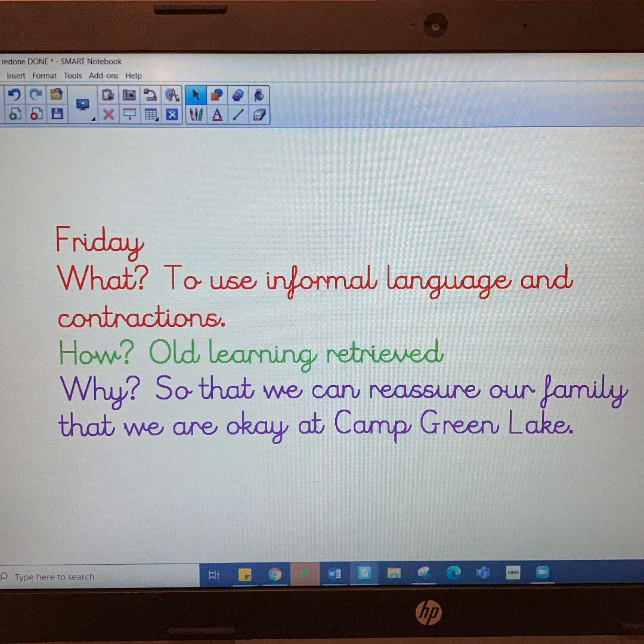And we have been doing that using informal language. So our focus is the same as it has been: to use informal language and contractions and of course idioms. And why we're doing it is so that we can reassure our family.